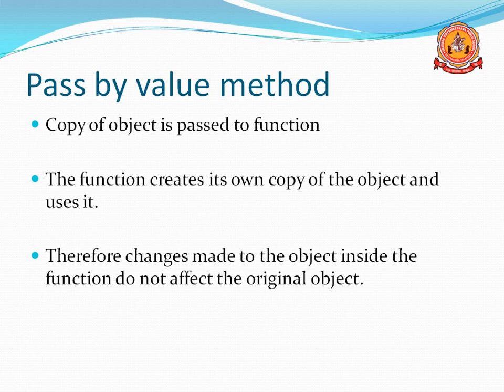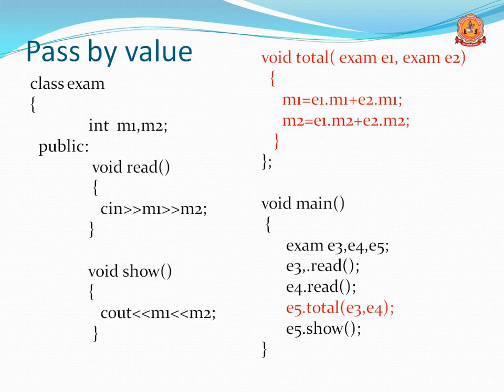You don't change the base data. Instead, you will create a duplicate copy of the data, a duplicate object, and it uses that. Therefore, changes made in the object inside the function do not affect the original object. It means it will create one more duplicate object. The data stored in the original object will remain the same.